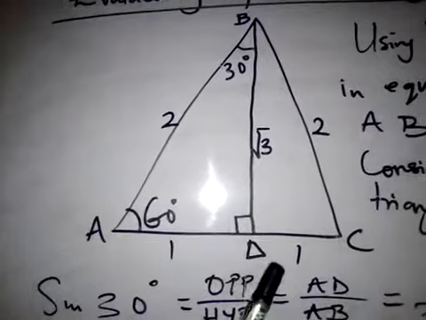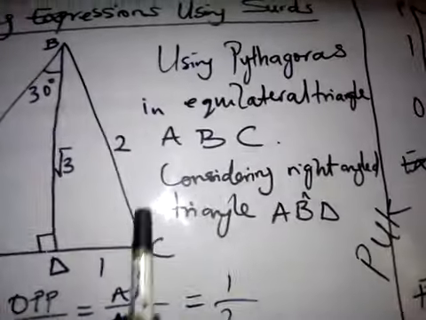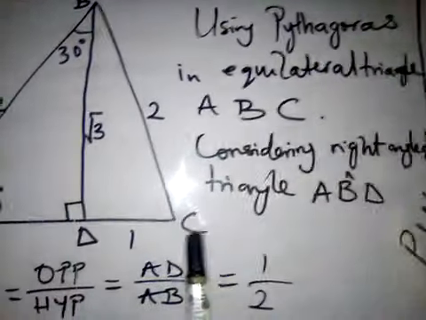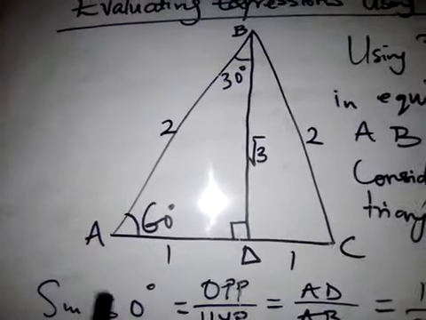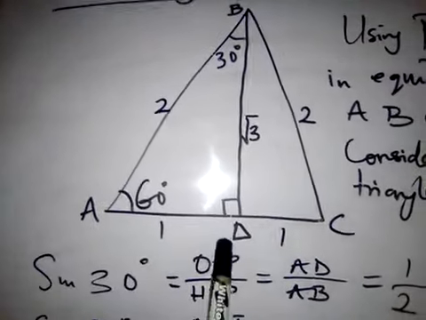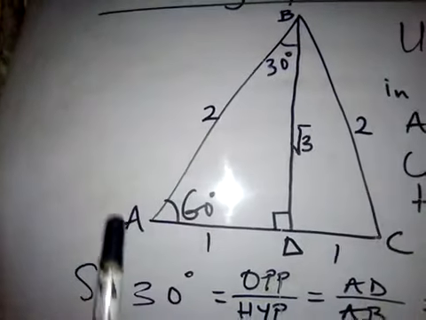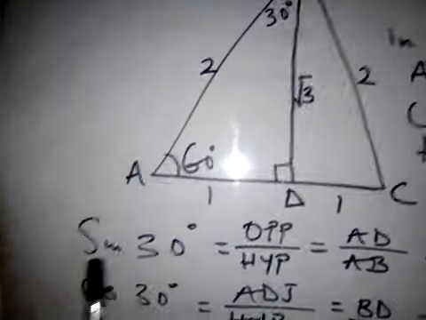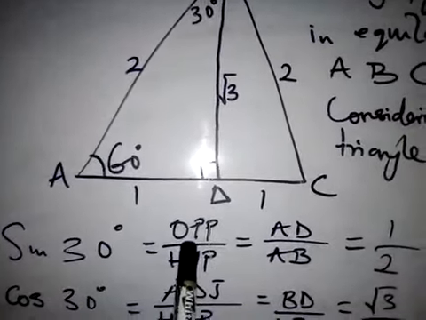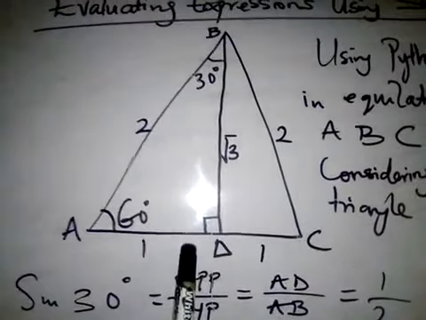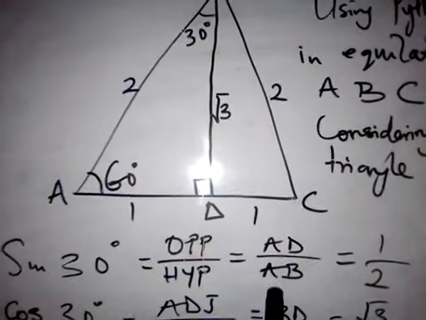So using ABD, do you understand now? Considering right angled triangle ABD, our opposite will be what? AD. Do you understand now? Our hypotenuse, which is the longest side, will be what? Will be AB. So let's go. Sine 30 will be what? Equals opposite over hypotenuse. And what is our opposite? Considering triangle ABD, our opposite is AD, while our hypotenuse is AB.